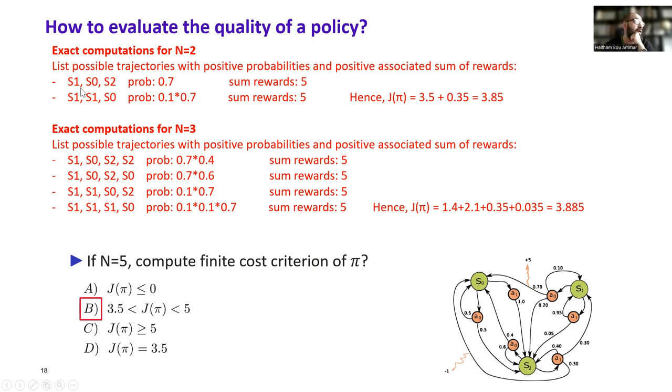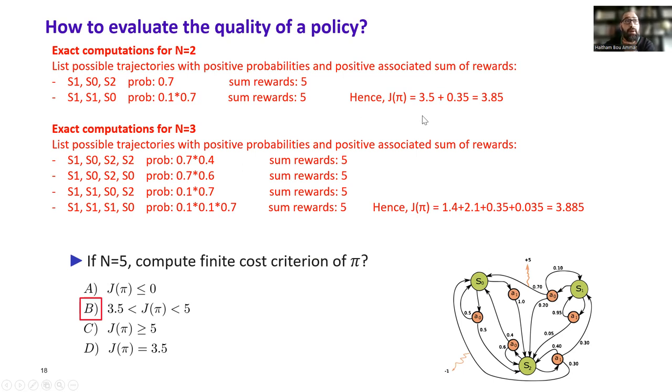Okay. Now, there's another trajectory we could take: we go back to S1 by applying A0, and then from S1 we apply that action again and go to S0. So for this trajectory, S1, S1, S0, to happen, the probability is 0.1 to go to S1 and times 0.7 to go from S1 to S0. That's why you see here 0.1 times 0.7. And the reward you would get again is this, plus 5.